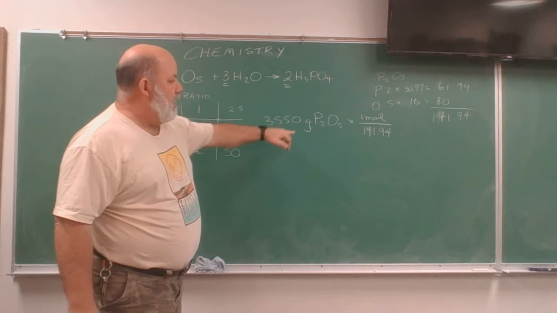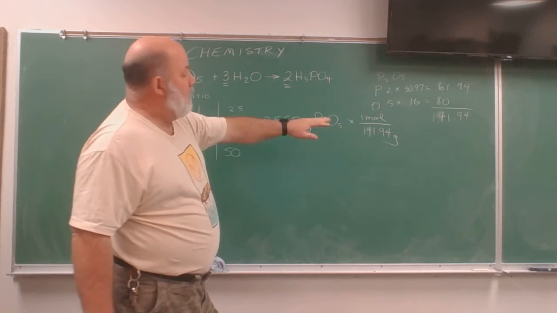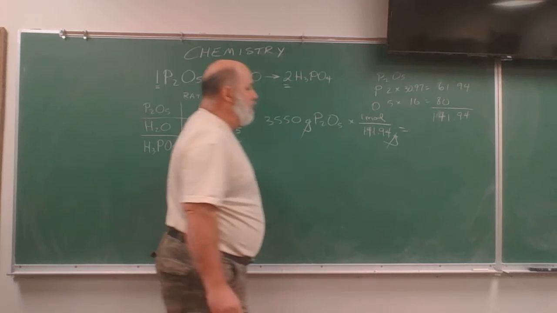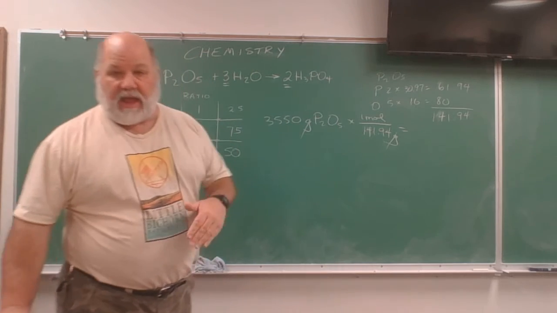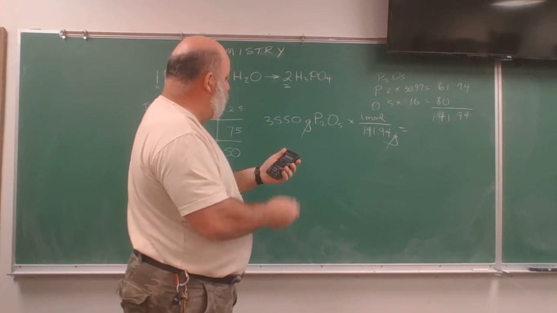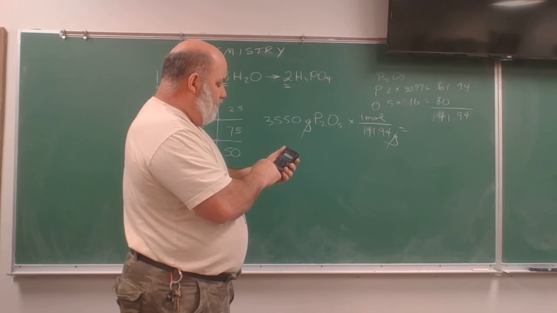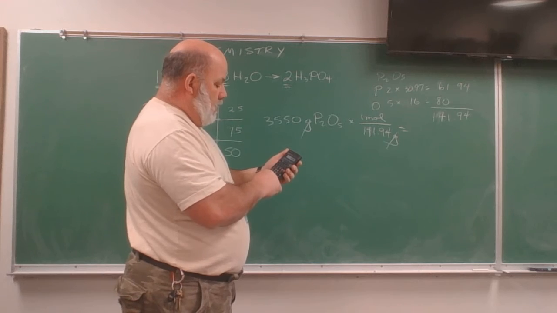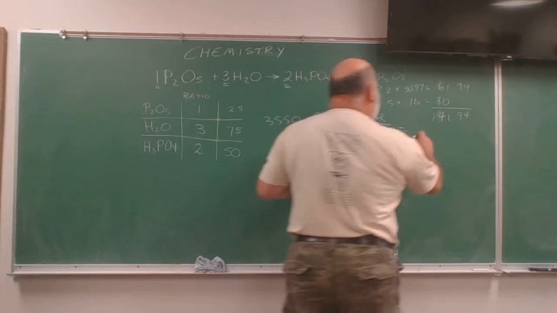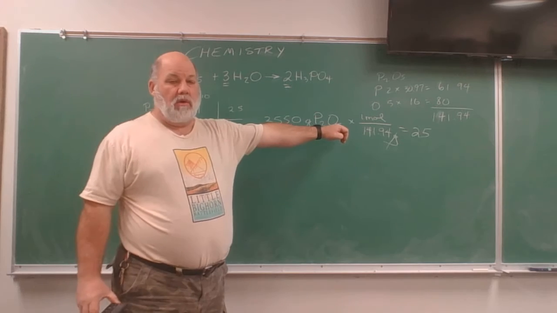Here's my unit multiplier. I'm in grams to begin with at 3,550. So the grams must be on bottom. Those units will cancel. It will tell me the number of moles of this P2O5 that I have in 3,550. So I'm going to take my calculator, 3,550, and divide by 141.94, and I get 25.01 and on down the line. Basically, I have 25 moles of the P2O5.